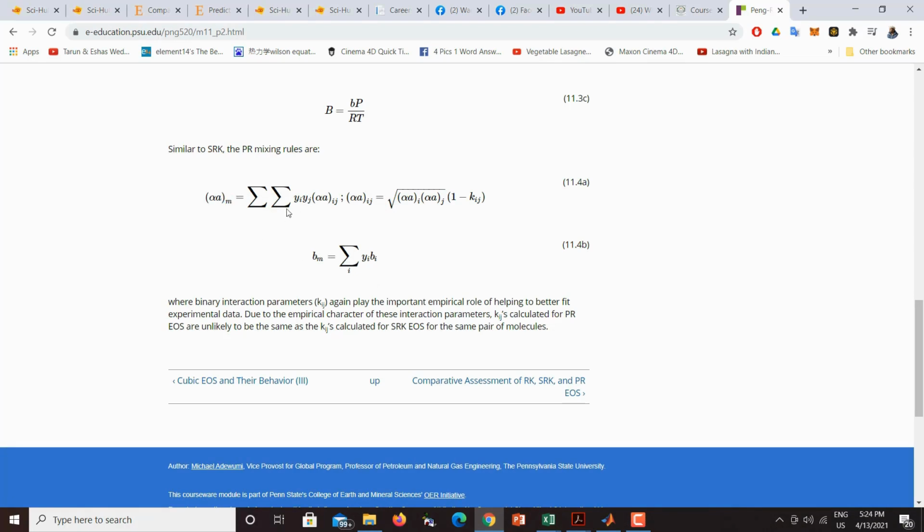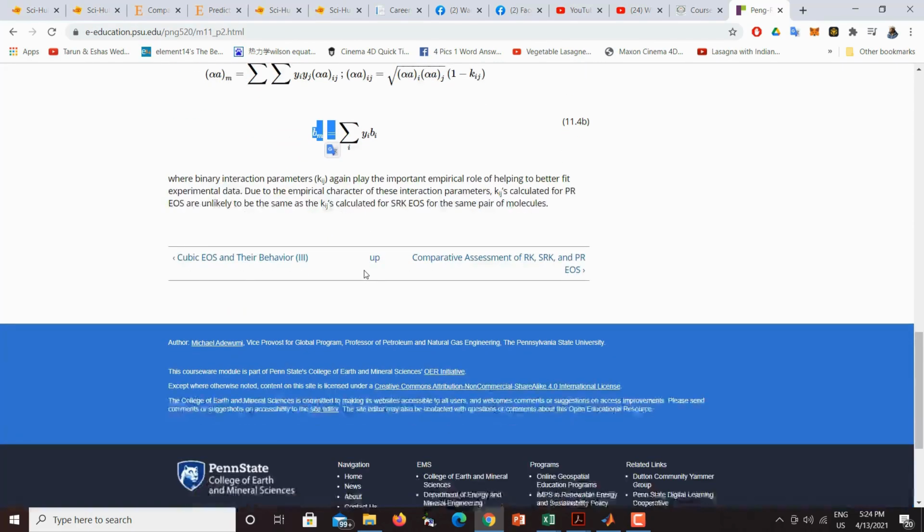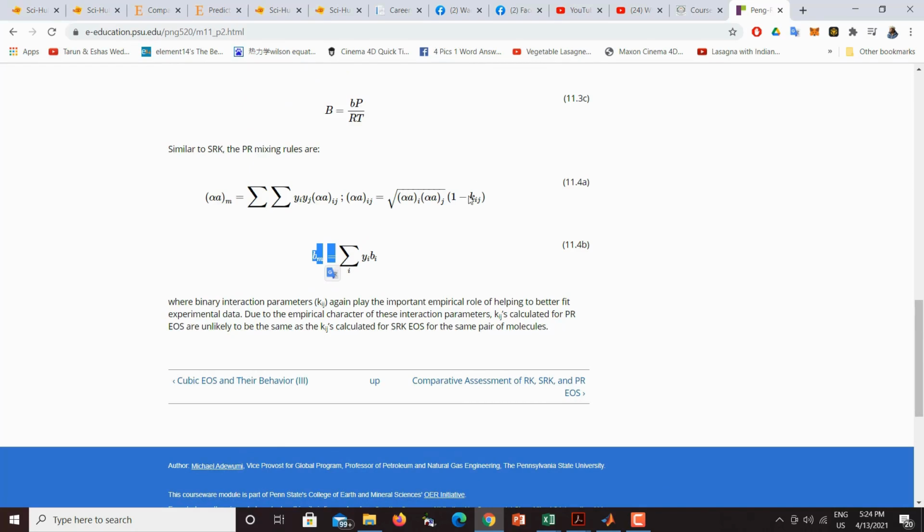You can mix them together by using this kind of formula, which gives you one particular mixed result for A, and similarly the mixed result for B. However, you can see here we have some information, which is Kij. Kij is nothing but the interaction between the molecules.